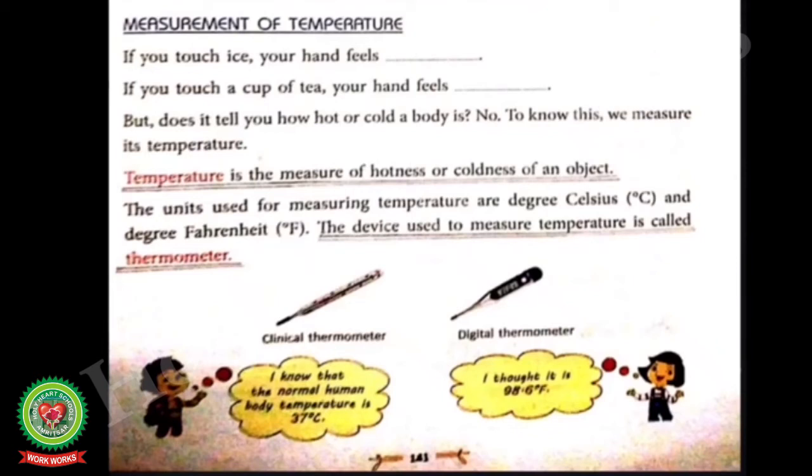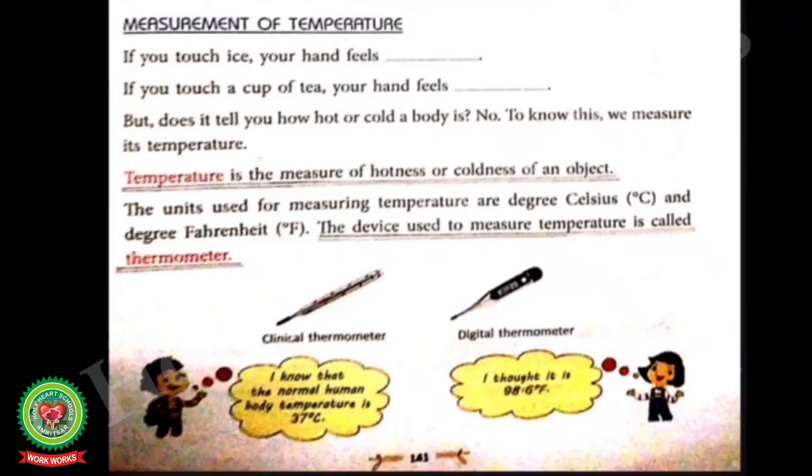The units used for measuring temperature are degree Celsius and degree Fahrenheit. The device used to measure temperature is called thermometer. Students, underline this line also. Next is clinical thermometer. I know that the normal human body temperature is 37 degree Celsius. Digital thermometer, I thought it is 98.6 degree Fahrenheit.